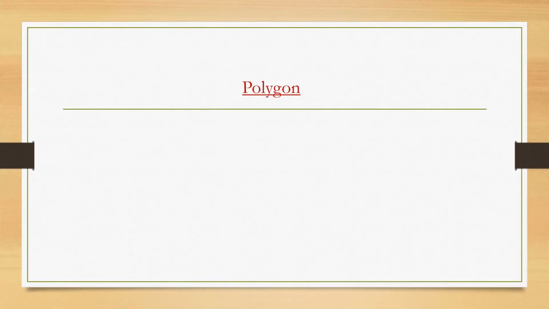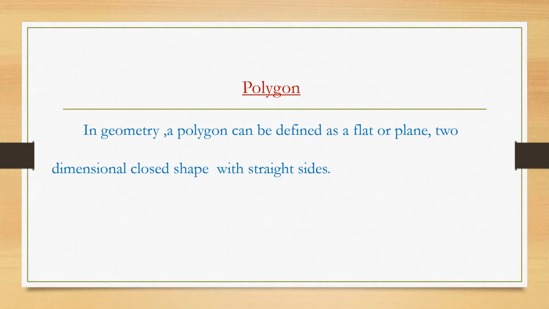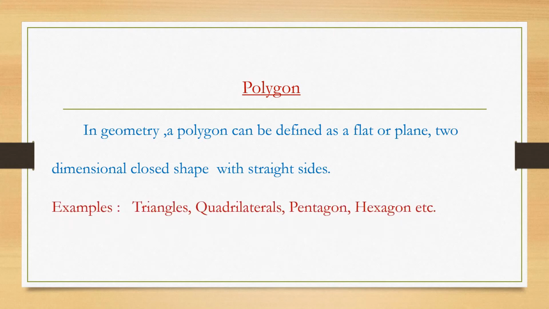Learn polygon. In geometry, a polygon can be defined as a flat or plane, two-dimensional closed shape with straight sides. A polygon is a closed figure made up of line segments. Here the examples of polygons are triangles, quadrilaterals, pentagon, hexagon, etc.